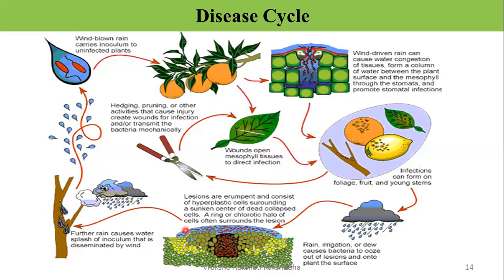Now further, this bacteria may spread by means of the wind or the rain to the healthy plants. Another means of transmission is through the agricultural implements or the tools which are used for pruning. When the implements are used on the diseased plant and such implements are again used on the healthy plants, then the transmission or dissemination of the bacteria takes place to the healthy plants.